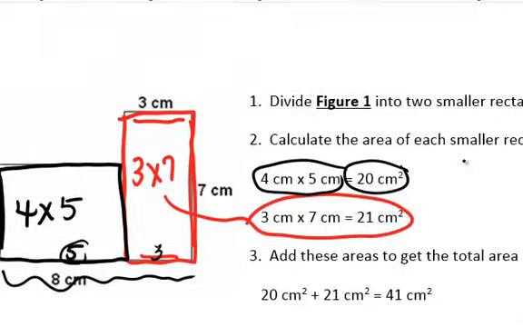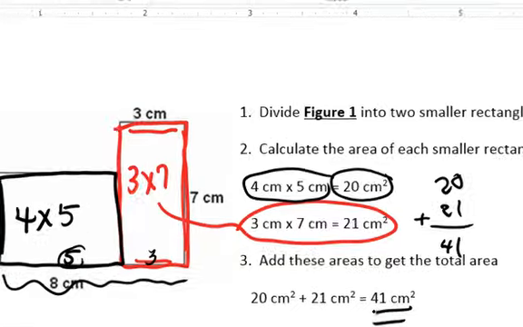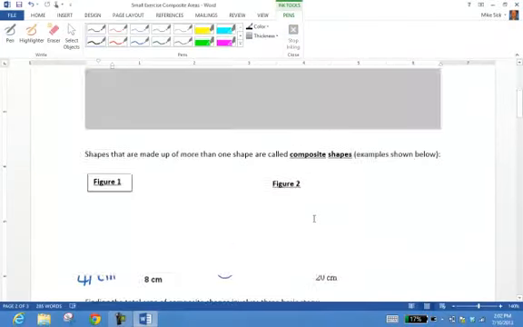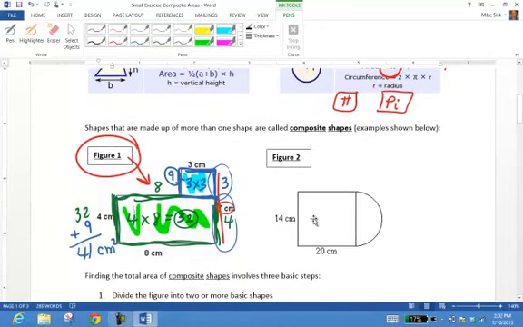And if I add the 20 and the 21 together, I end up with 41. It's the very same answer, 41, that I got up here in this one. So it doesn't matter which way you divide it. Either way you divide it, you will get the answer 41. I hope that helps.